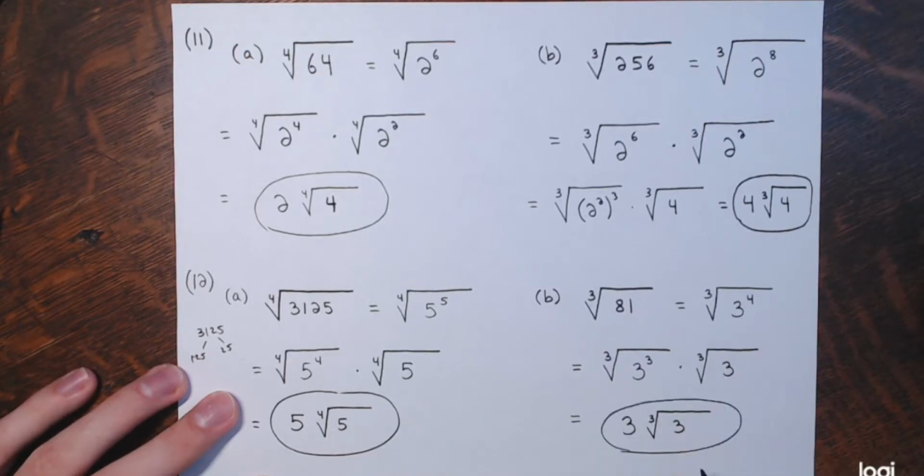Alright, and test this with a calculator. Punch in the cube root of 81. Then punch in 3 times the cube root of 3, and you'll see that they both give you the same result.